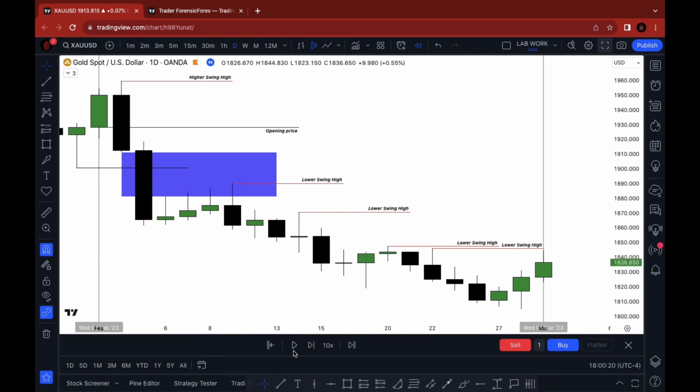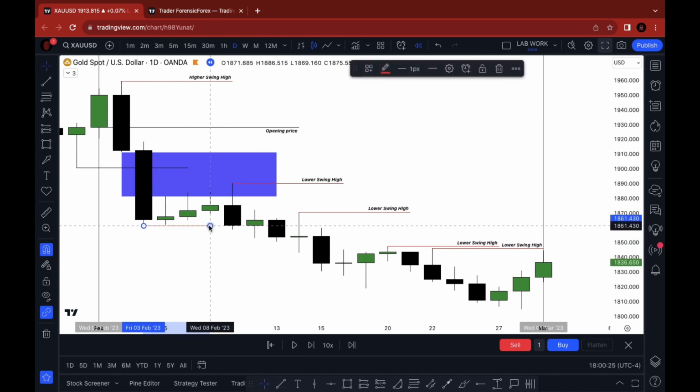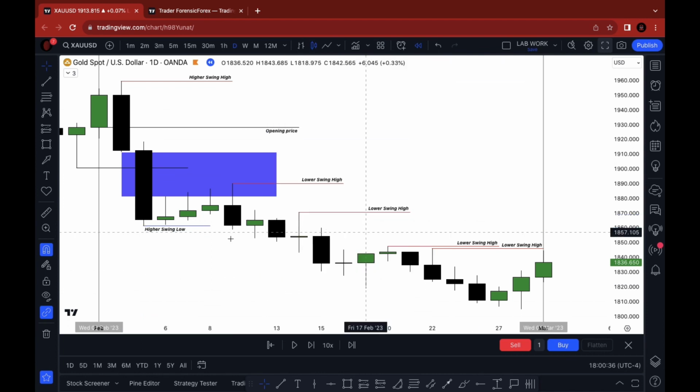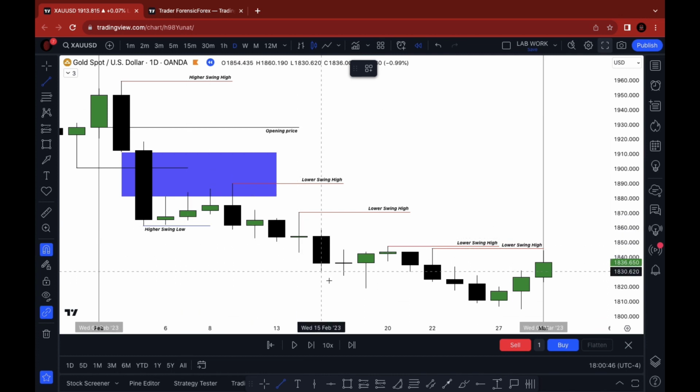On the flip side, we have lower swing highs. So this is the highest swing high we have for the month. Let's go higher swing low. So you have that higher swing low here. Then if it's going to be bearish, we're going to see lower swing lows after the higher swing low. So let's find a lower swing low in the price action.